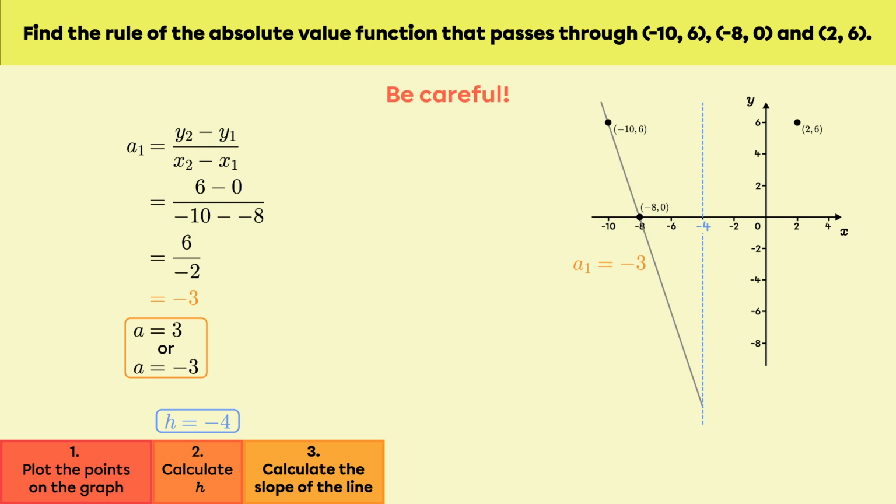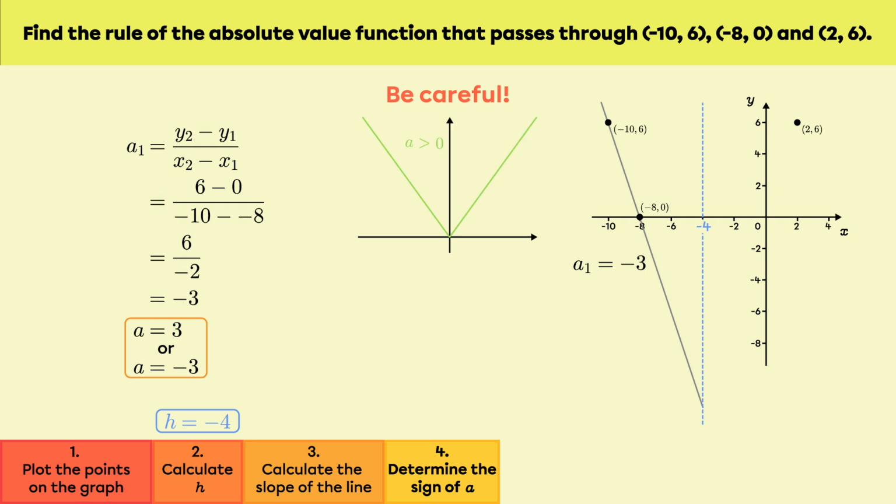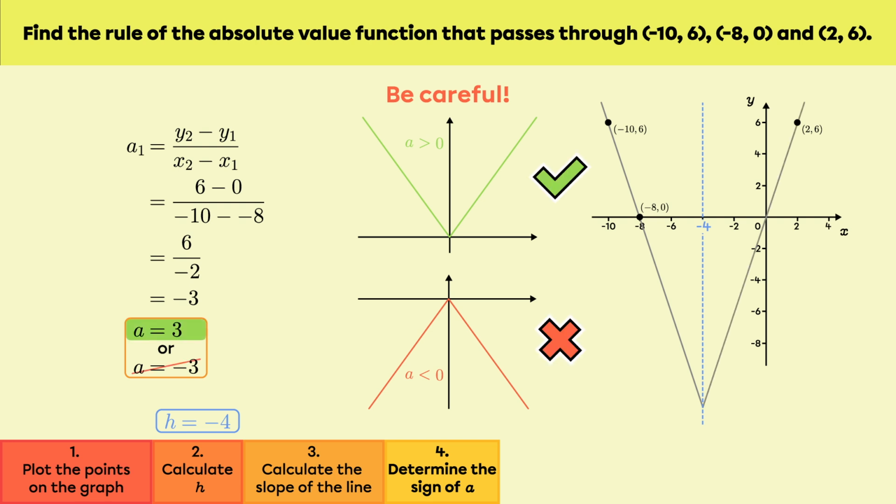Be careful. Just because the slope of one of the branches of an absolute value function is negative, it doesn't mean that the function's parameter a is negative. This is what we'll determine in the next step. The sign of parameter a is related to the opening of the absolute value function. If parameter a is positive, then the function opens upwards, meaning above the vertex. If a is negative, the opposite is true. By placing the points on the graph in step 1, we already deduced that the function opens upwards. So parameter a is positive. It is therefore 3 and not -3.